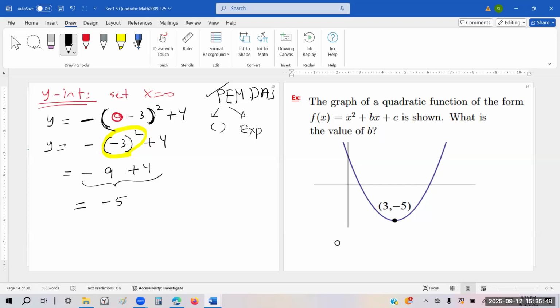Okay, the next one is an interesting question. It says the graph of the quadratic function is given below. What is the value of b? So they didn't give us the value for b. They told us we have x squared plus bx plus c. They want us to figure out how much is that b. The only information they gave us is this. Our vertex is (3, -5).